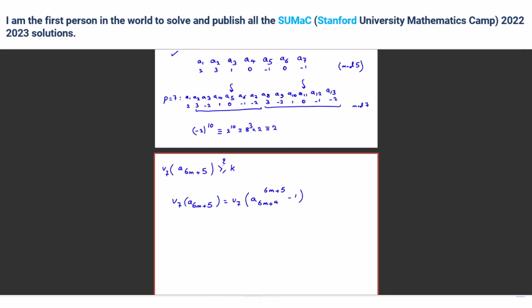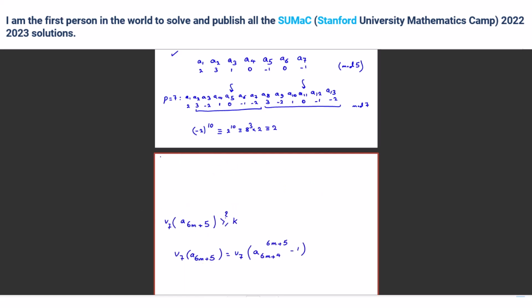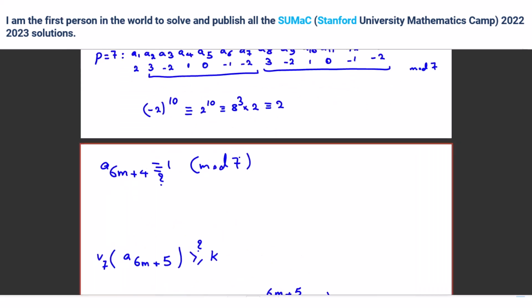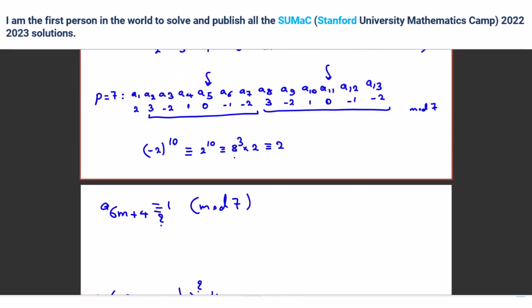Yes, but let's do something before that. How can we prove first? We want to prove a6m plus 4 is congruent to 1 mod 7, right? Try to prove this. We should prove it. Okay. Yeah, I was able to prove it.